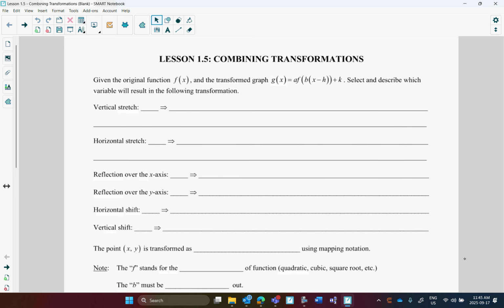So just to sum up, here is what I would call the transformation equation. All the stretches there are represented by the different letters, besides F and X, of course. A vertical stretch is represented by which letter in the transformation equation? A. Okay.